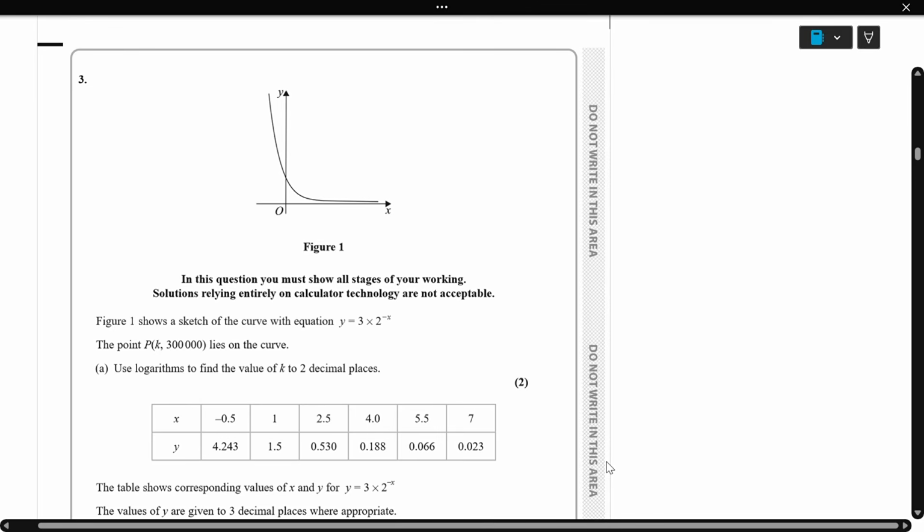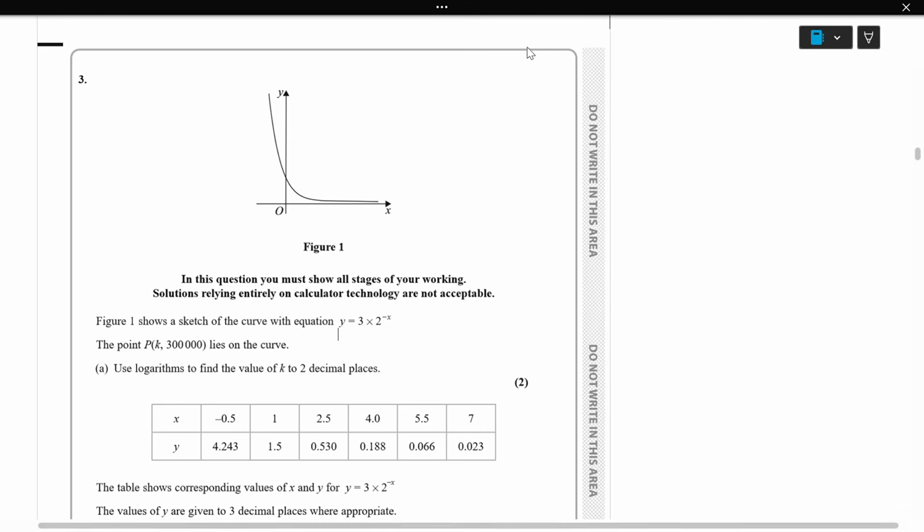Here to question number 3. There is a graph given. Figure 1 shows the sketch of the graph, which is y equal to 3 times 2 power x. The point P of (k, 300,000) lies on the graph. Use logarithms to find the value of k. That's your first question.